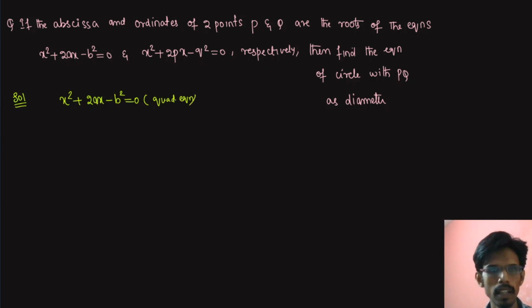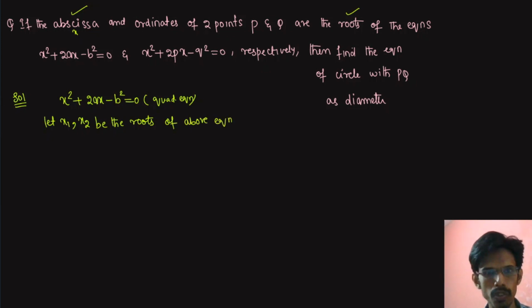If the abscissa are the roots of this equation, abscissa means x, so both should be x. I should take x1 comma x2 as the roots of the above equation. It has two roots, since it is a quadratic equation. Let us take x1 comma x2 because both the roots are abscissa. Abscissa means x value.